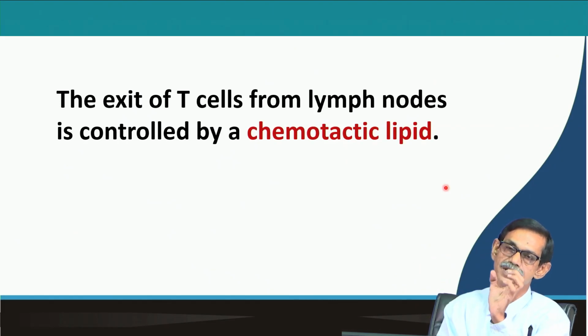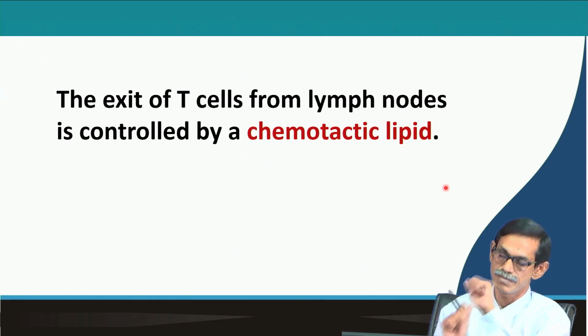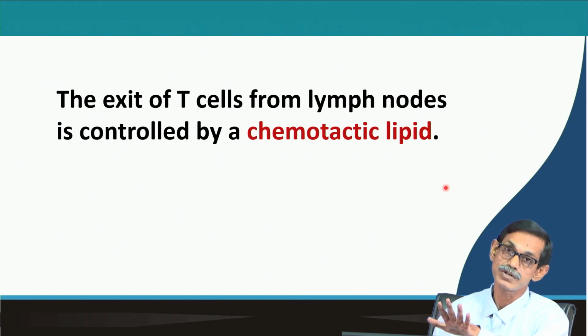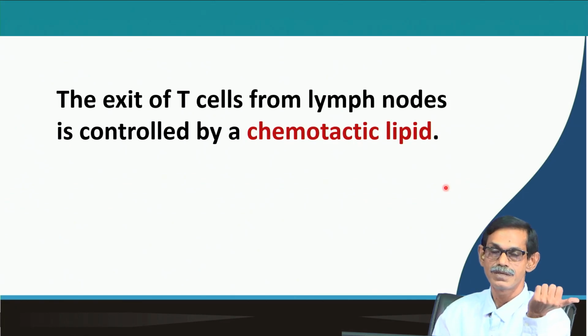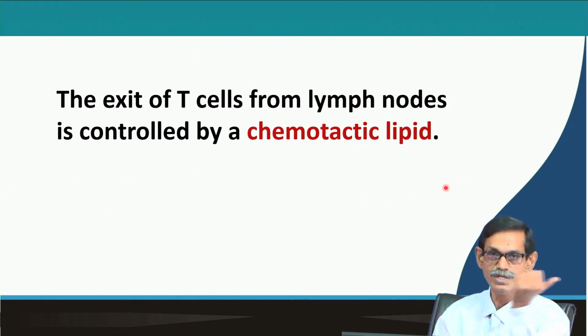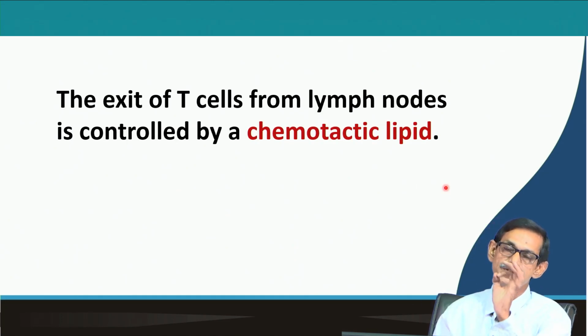Activated T cells or effector T cells should go out. How do they go out? By lipid. No chemokine is involved, at least mostly the chemotactic lipid. In this system, it is very hard to say that chemokine is not involved. Okay. Maybe it is not reported yet. So, it is more technically right to say it is controlled by chemotactic lipid.